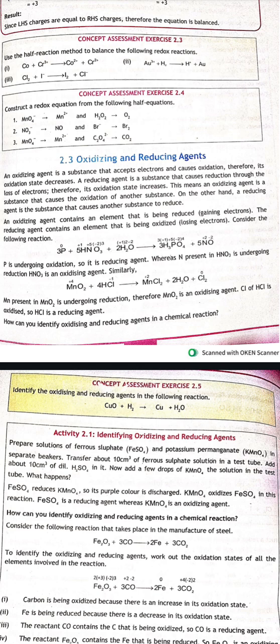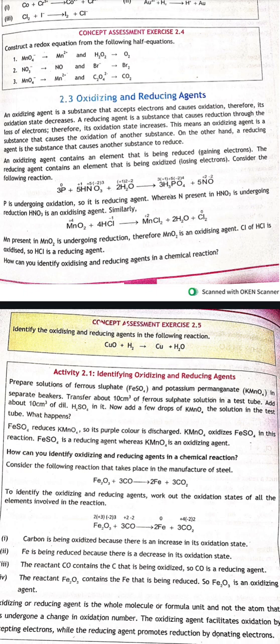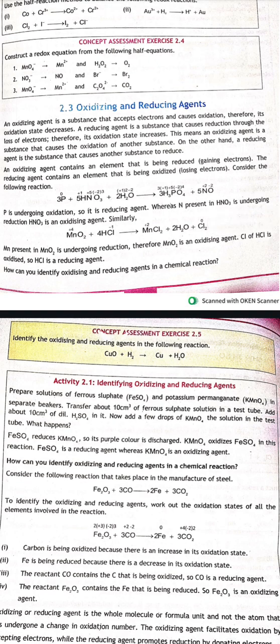Okay, the important topic here is oxidizing and reducing agents. An oxidizing agent is a substance that accepts electrons and causes oxidation, therefore its oxidation state decreases. A reducing agent is a substance that causes reduction through the loss of electrons, its oxidation state increases. This means an oxidizing agent is a substance that causes oxidation of another substance. On the other hand, a reducing agent is a substance that causes another substance to be reduced. An oxidizing agent contains an element that is being reduced. The reducing agent contains an element that is being oxidized.